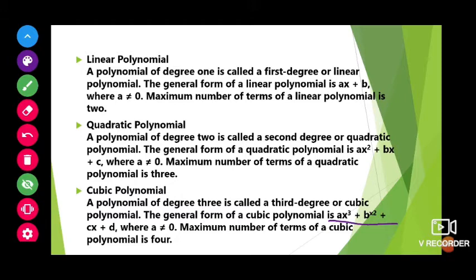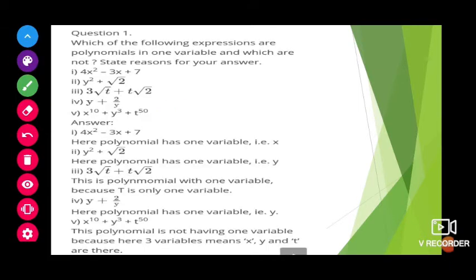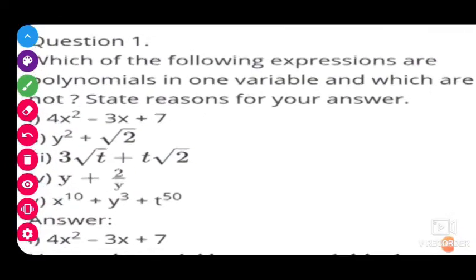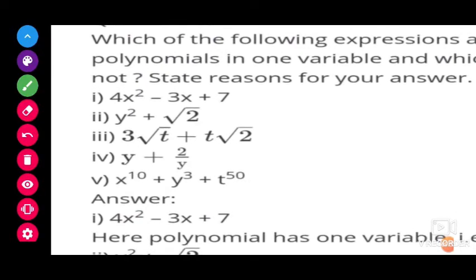Okay. Next one, exercise 4.1. Whatever we learnt till now, based on those basics only, we are going to see these simple questions. The first one is: which of the following expressions are polynomials in one variable? State the reasons for your answer.